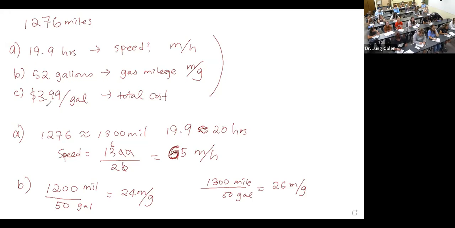So the gas price is $3.99 per gallon. Wow, that's expensive. How much is the total cost? I'm Audrey. I rounded the 52 gallons down to 50, and then I rounded the 3.99 up. Hold on, let me write that. So 52 gallons is approximately 50 gallons, and the 3.99 I rounded up to $4, and then I multiplied 50 by 4 and got 200.